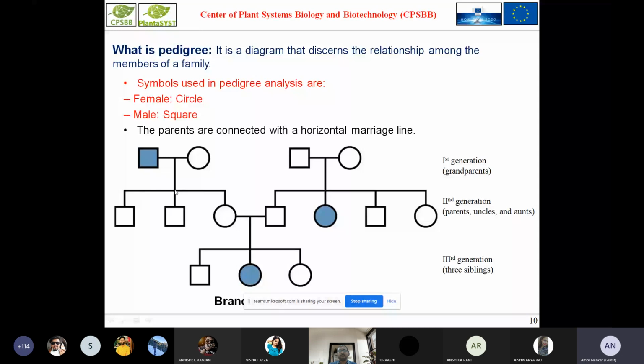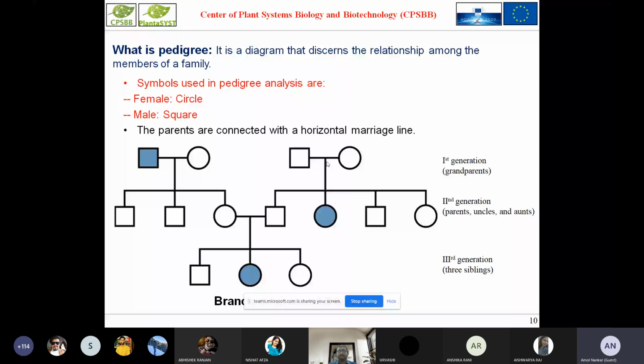So in this figure, I would like to explain how the pedigree can be understood. We have three generations here: the first generation, then the second generation, and then the third generation. The first generation is for the grandparents, the second generation is for the parents, uncles, and aunts, and then the third generation is for the siblings.